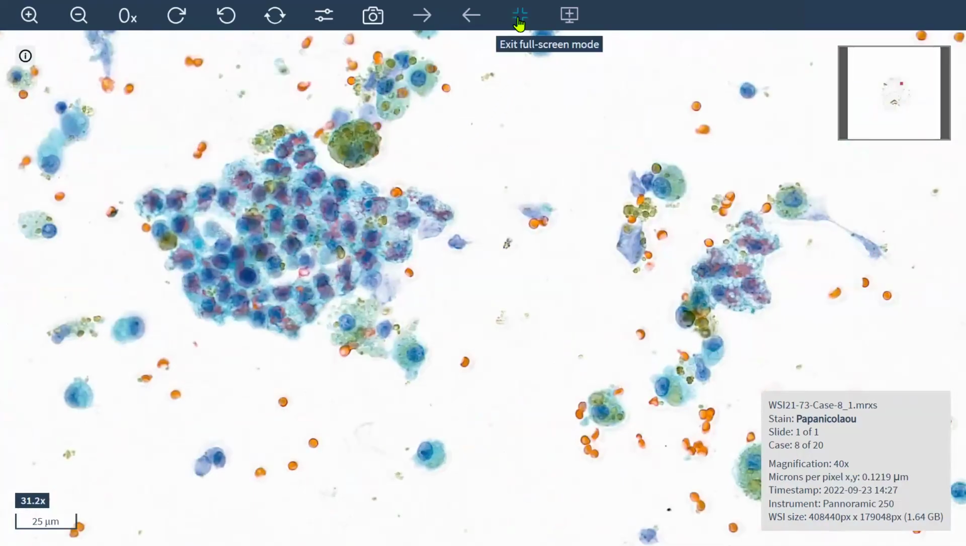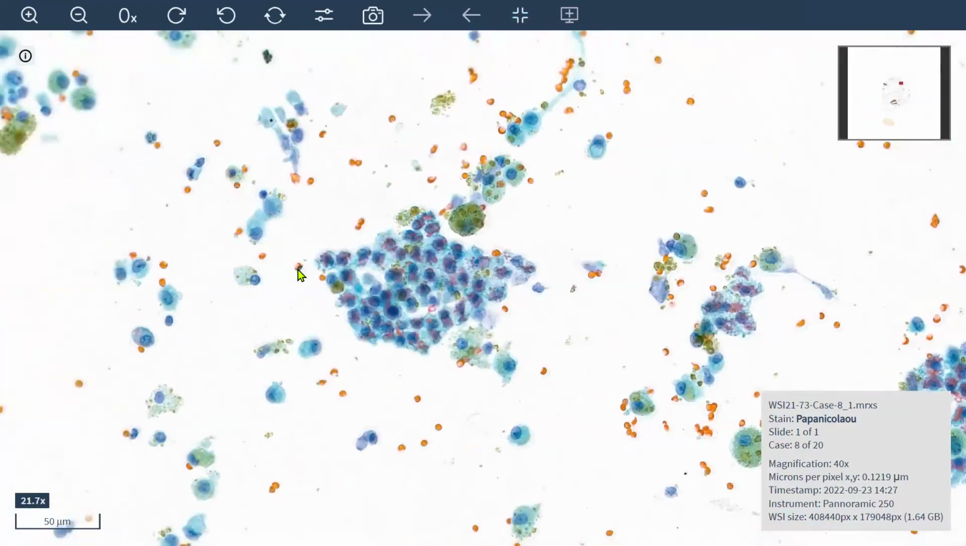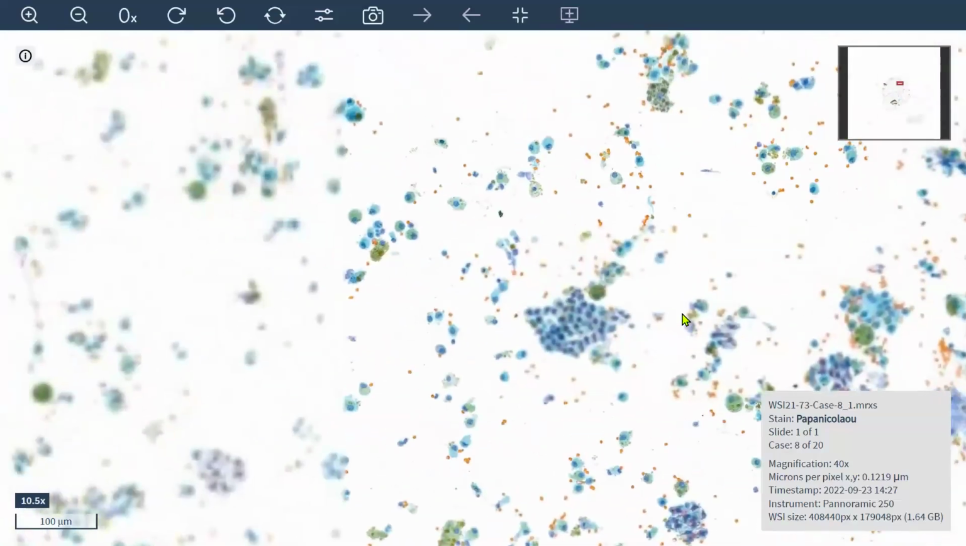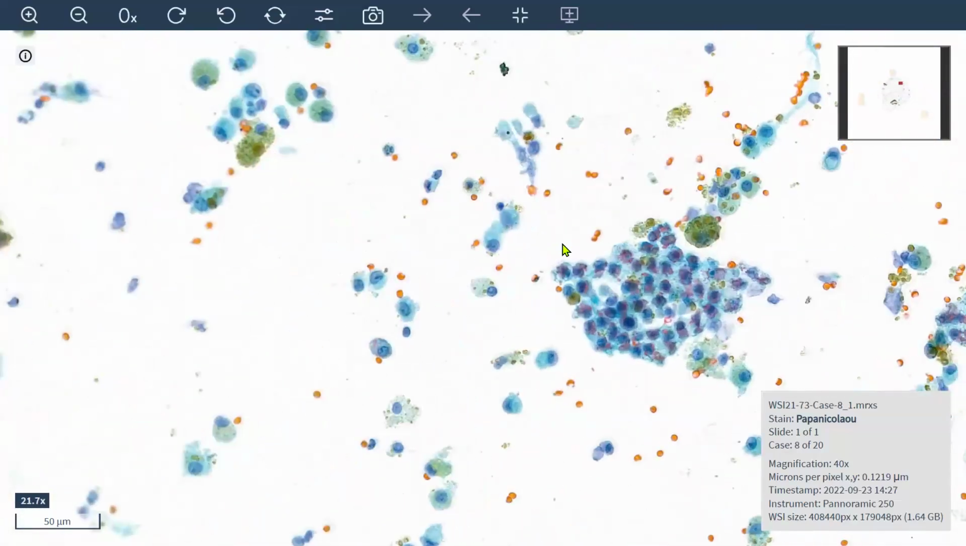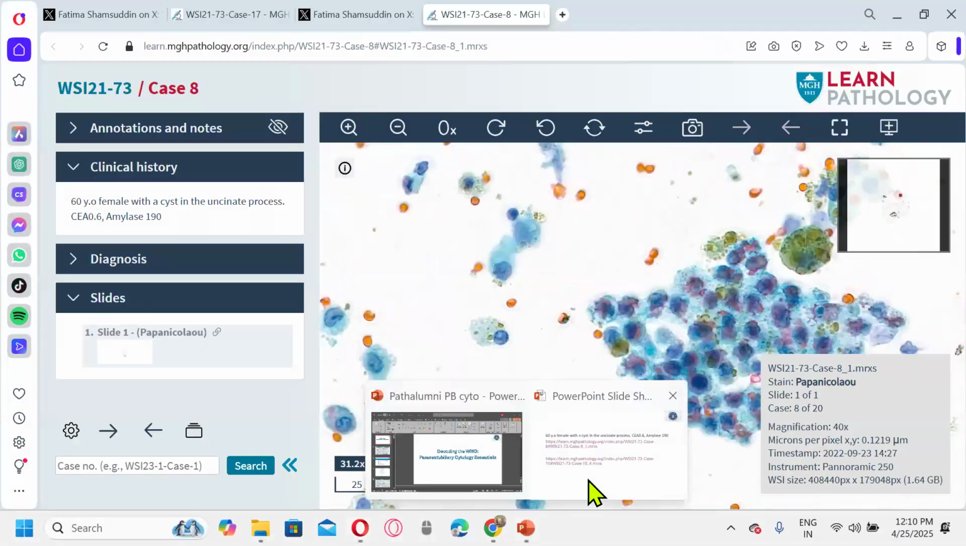Somebody said serous cystadenoma, and thank you very much for that. Yes, it is a serous cystadenoma. What is the problem in answering? Please answer. This is a serous cystadenoma. You are seeing this benign cuboidal epithelium and a background of hemosiderin-laden macrophages.